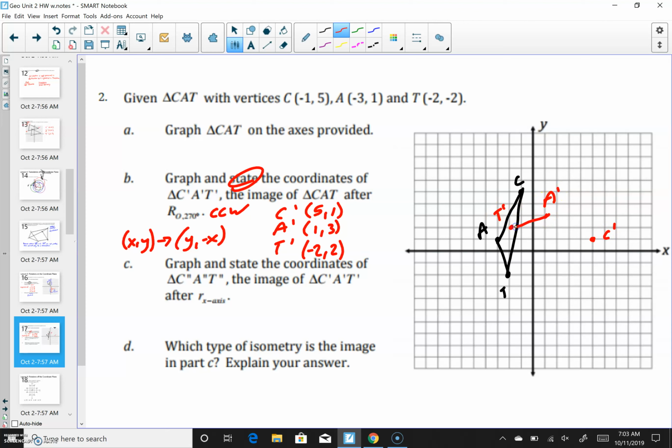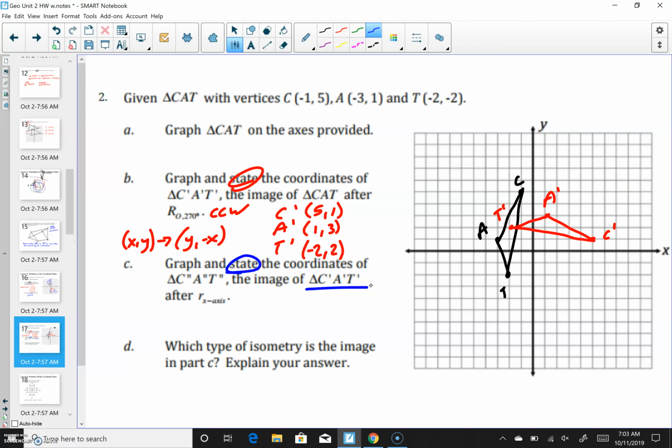And you should see that they are overlapping a little bit. That's because when a triangle starts in 2 separate quadrants and you rotate it, it's still going to end up in 2 separate quadrants. Now, it doesn't want us to do anything about that yet. It wants us to do another transformation. It wants us to graph and state the coordinates of triangle C double prime, A double prime, T double prime, the image of C prime, A prime, T prime after a reflection in the x-axis.